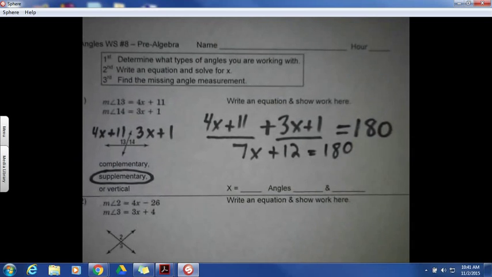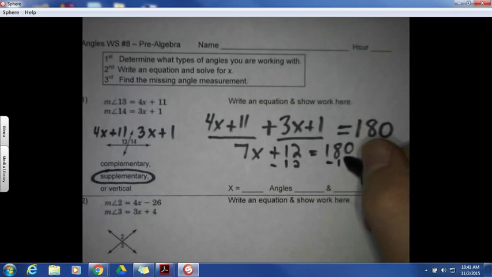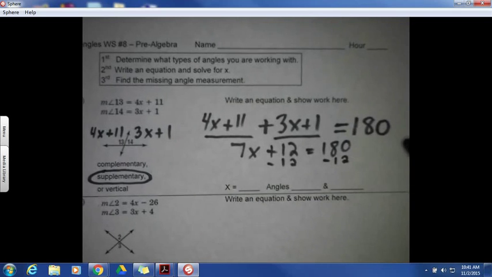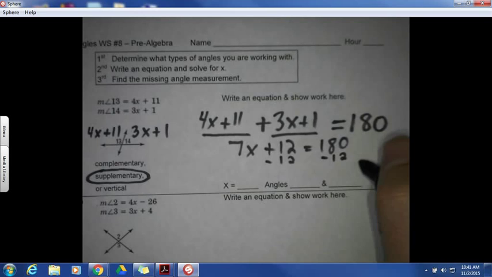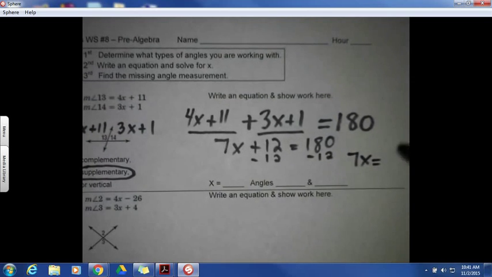Our next step is to get the x terms by themselves. So we're going to subtract 12 here, do the inverse operation. Subtract 12 here. So we get 7x, I'm going to move it over here, 7x equals 168.